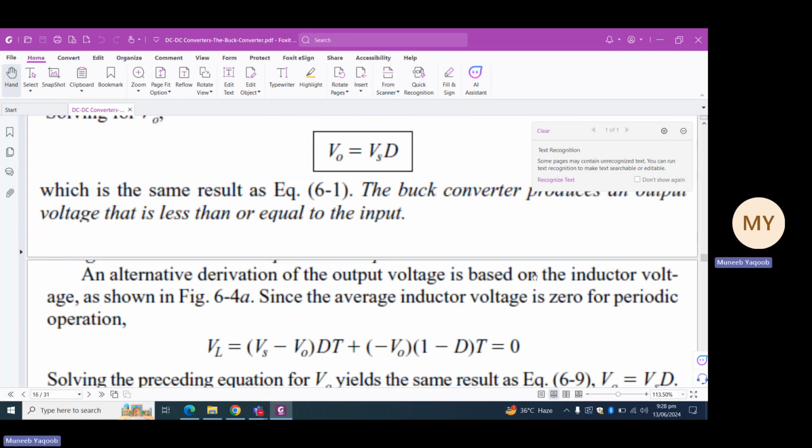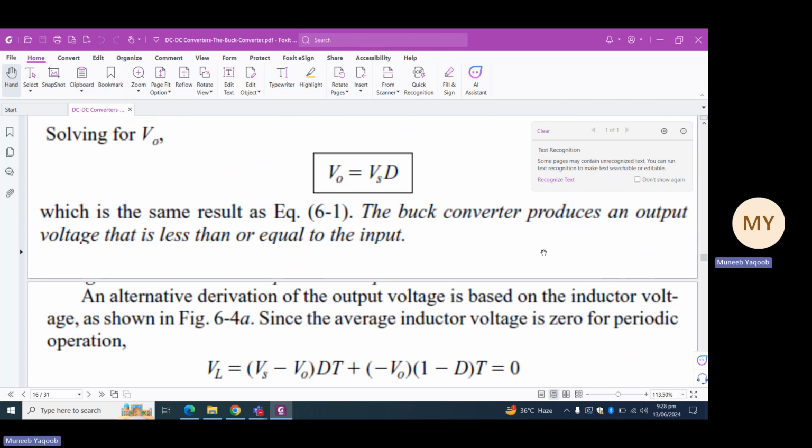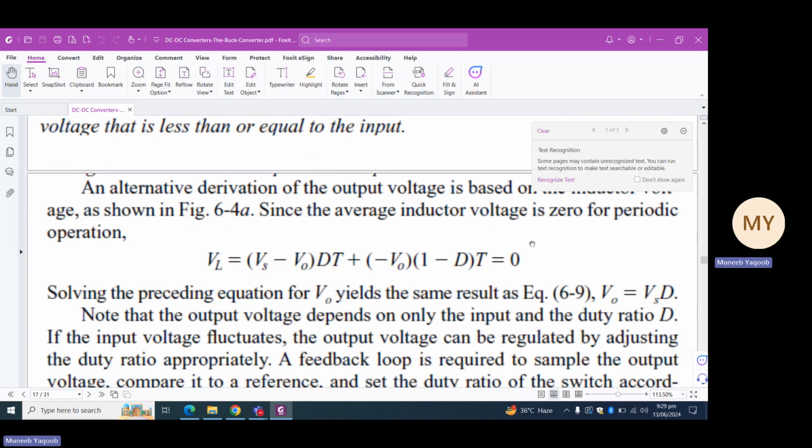Now to prove this in another way, we can calculate the voltage of the inductor for the time when the switch is closed and for the time when the switch is open. So in this expression, VL equals to Vs minus Vout is basically the voltage when the switch was closed. So Vs minus Vout into DT, DT is the time when the switch is closed, plus minus Vout, which is basically the voltage when the switch is open, into 1 minus D times capital T, which is basically the time when the switch is open.